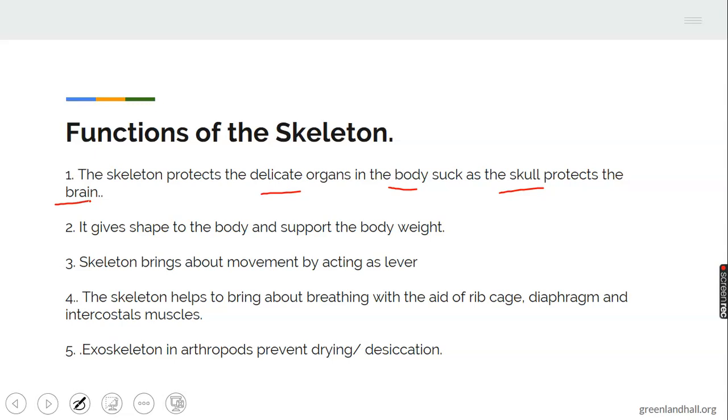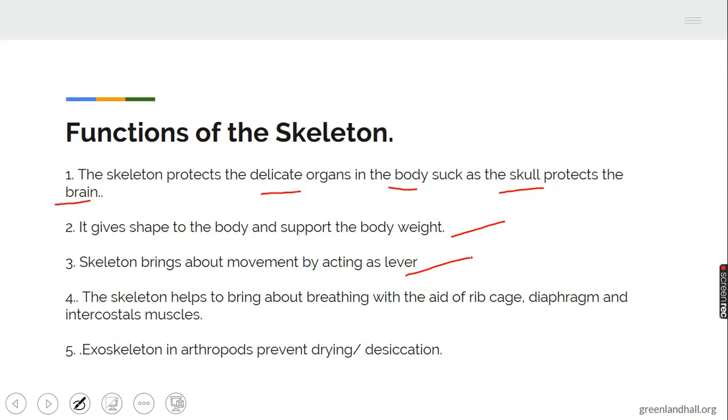2. It gives shape to the body and supports the body weight. 3. The skeleton brings about movement by acting as a lever.